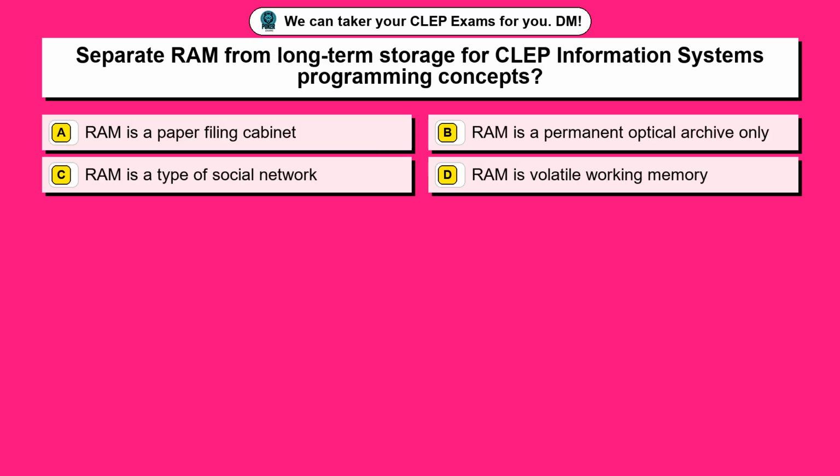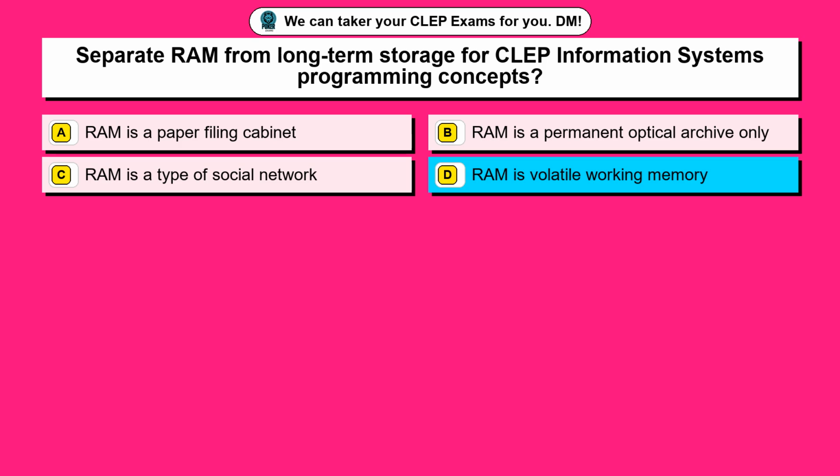Question 52. Separate RAM from long-term storage for CLEP Information Systems programming concepts. Option A. RAM is a paper filing cabinet. Option B. RAM is a permanent optical archive only. Option C. RAM is a type of social network. Option D. RAM is volatile working memory. The correct answer is option D.